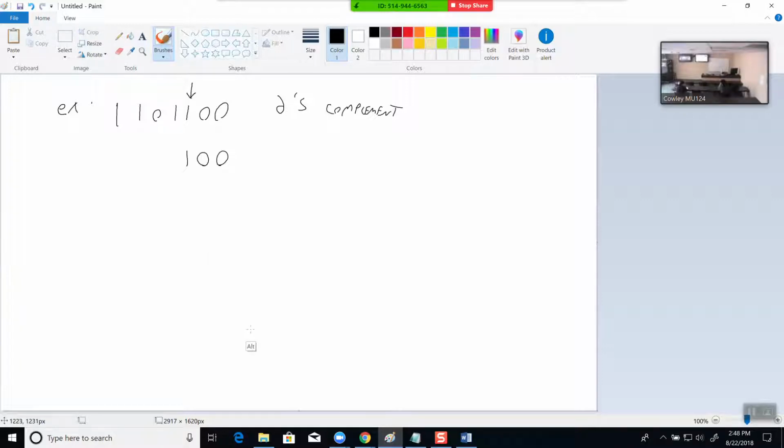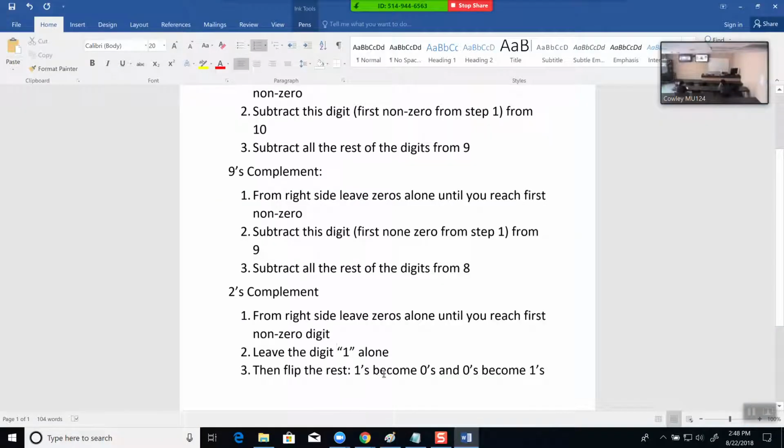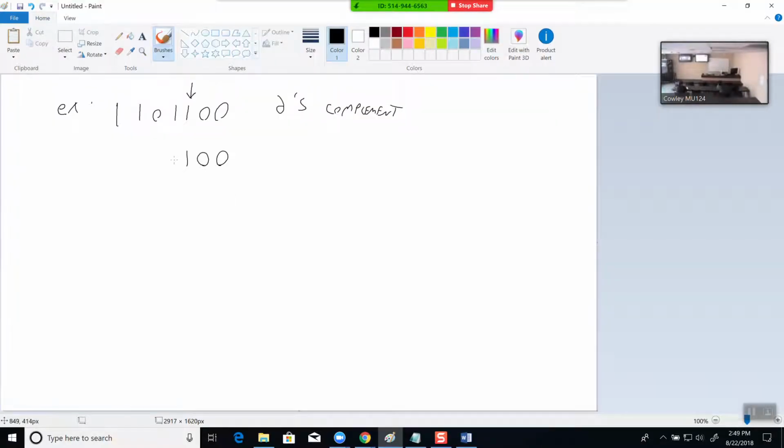And then all the rest of these, they flip. 1s become 0s, 0s become 1s. So this 1 here becomes a 0. This 0 becomes a 1, this 1 becomes a 0, and this 1 becomes a 0. And that'd be my answer. So again, 0s from the right side remain as is. The first non-zero digit stays as is, and then you flip these to the opposite.